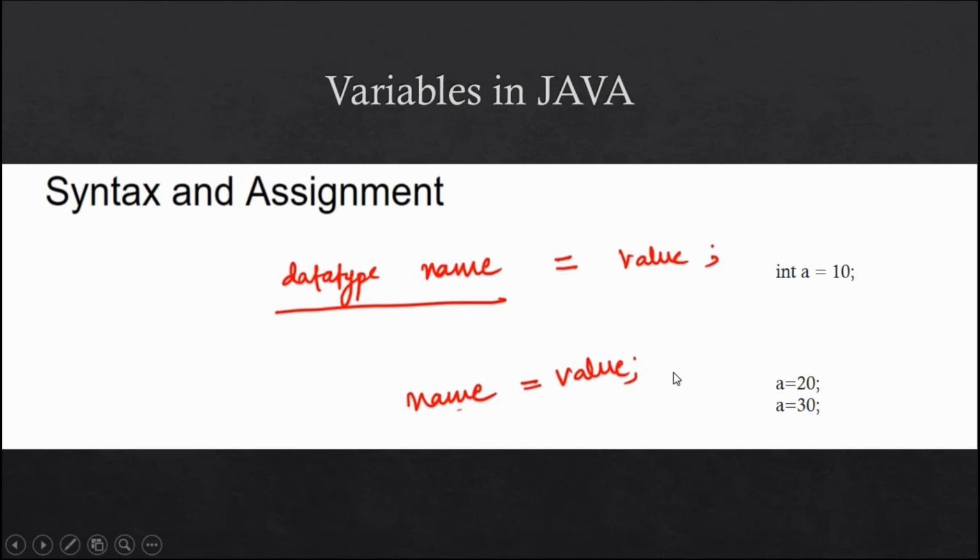Next, let's suppose in a later part of the code, you just want to make a change. You want to change the value of a to something else, you only have to put a equals 20. You don't have to define and put the data type again and again. You just only need to mention that variable equals to 20, 30, 40, whatever the value that you want to assign of your choice.